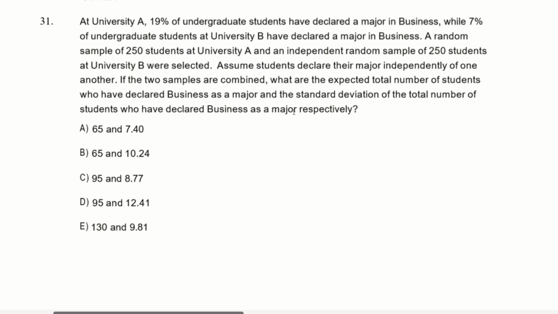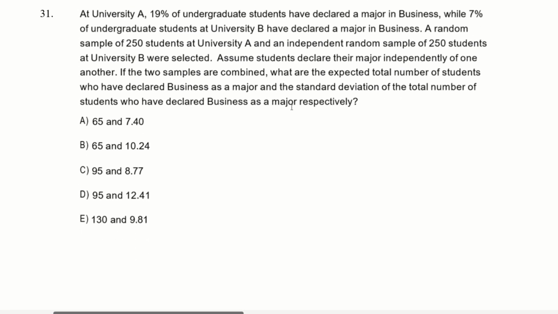So let's look at 31. It says University A, 19% of undergraduate students have declared a major in business, while 7% of undergraduate students at University B have declared a major in business. A random sample of 250 students at University A and an independent random sample of 250 students at University B were selected. Assume students declare their major independently of one another. If the two samples are combined, what are the expected total number of students who have declared business as a major and the standard deviation of the total number of students who have declared business as a major, respectively?